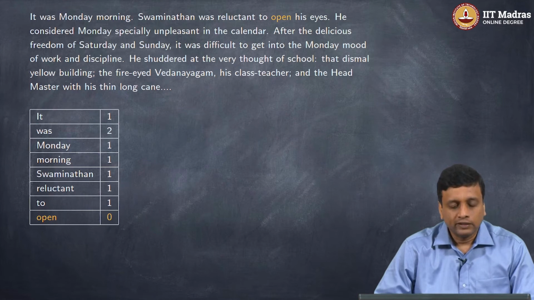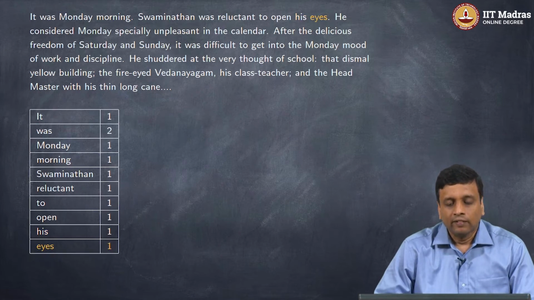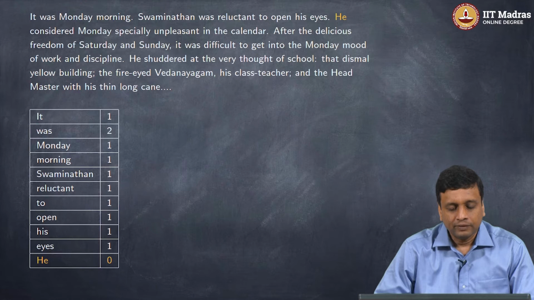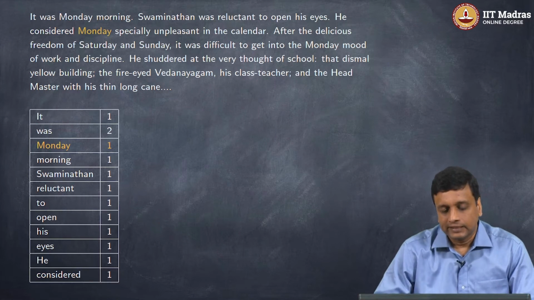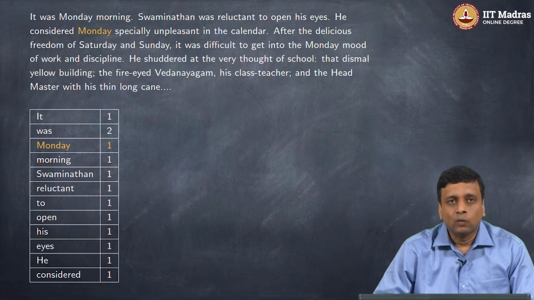Similarly, open is for the first time. So, open gets incremented to 1. His is appearing for the first time, incremented to 1. Eyes is for the first time, incremented to 1. Now, we come to an end of a sentence, but it does not bother us, we keep going. So, he is coming for the first time. Similarly, considered is coming for the first time. Now, we see Monday. So, Monday has appeared again. Now, you might realize that it is a bit tedious as we go along even manually to go back and check. Every time we have to go through the entire sequence of words.